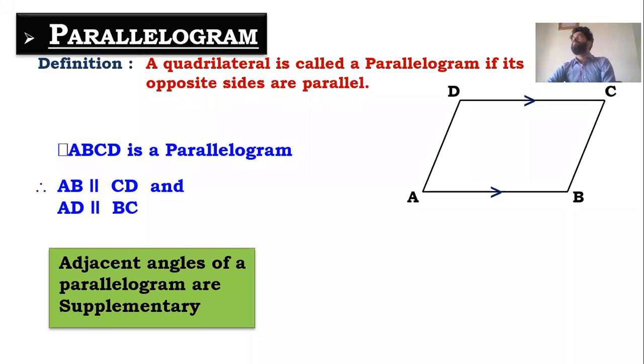So instead of, can we also write co-interior angles as supplementary? 100% co-interior angles are supplementary. Perfect, Urvi. Very good. Correct, Urvi.